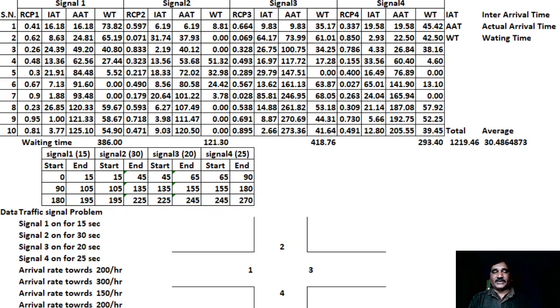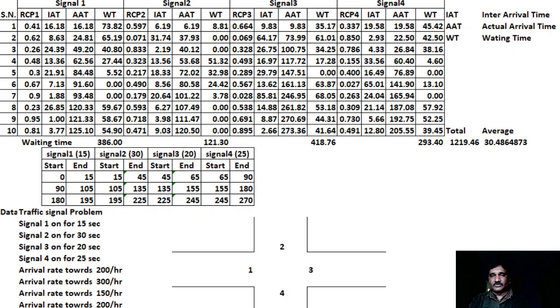For getting the average waiting time, you will make the sum of waiting times for all four signals, and the total sum comes equal to 1219.46. This you will divide by 40, because from all four directions you have considered 40 vehicles, so the average waiting time comes equal to 30.48. Now, if you change the signal timing, the waiting time will change, and that will change the average waiting time.